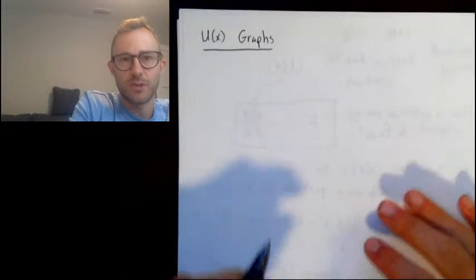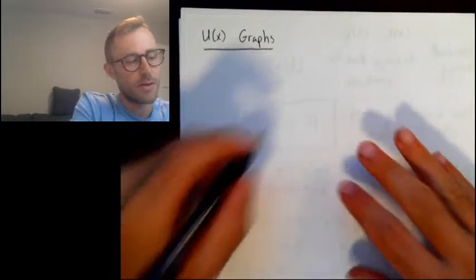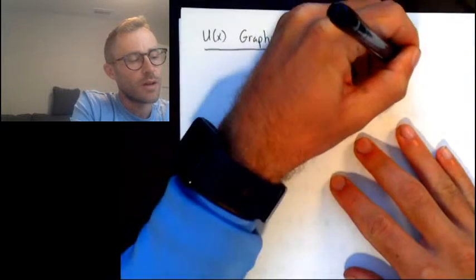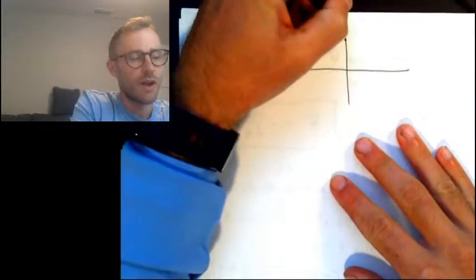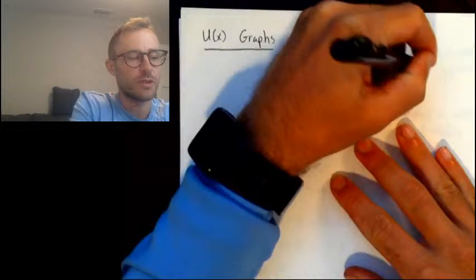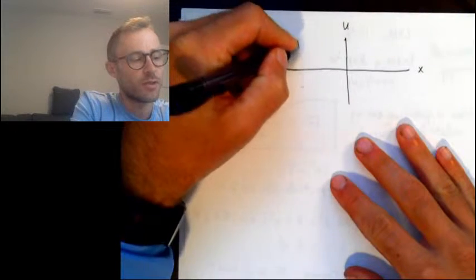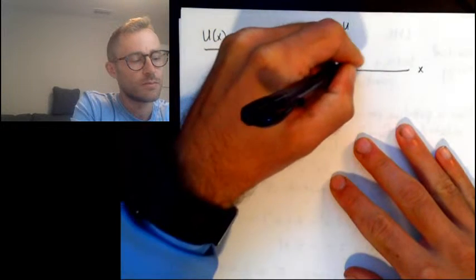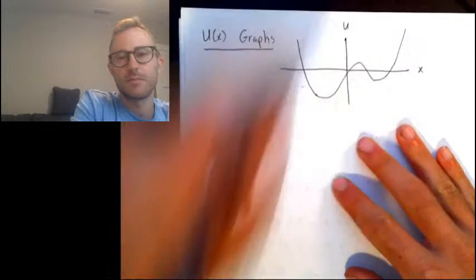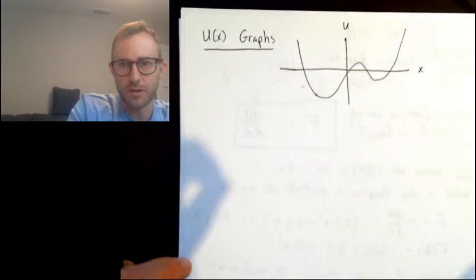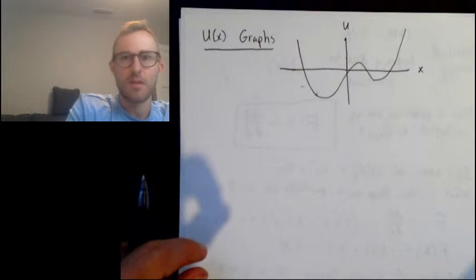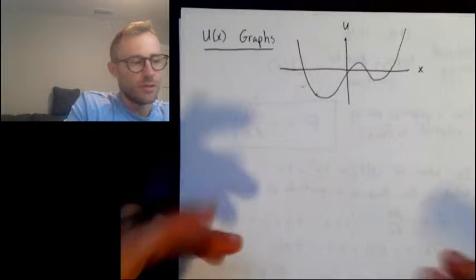And this is kind of a fun subject, I think. All right. So we're going to draw a graph of the potential energy as a function of x. So maybe it looks like this. That's an example of what it might look like. Okay. Now let's try to interpret this.